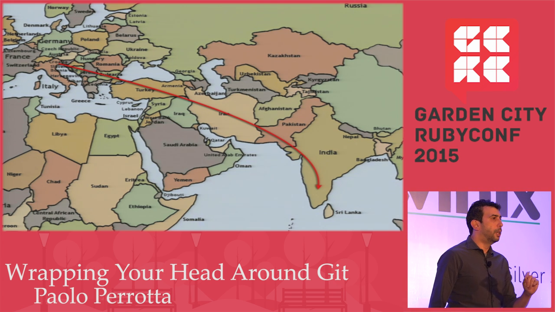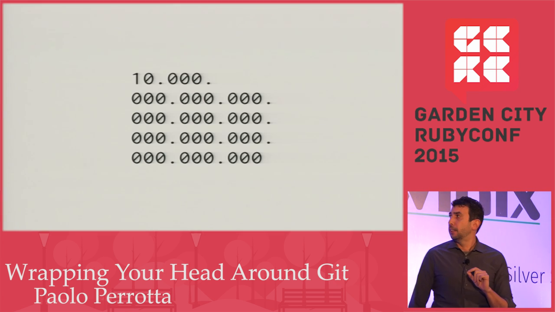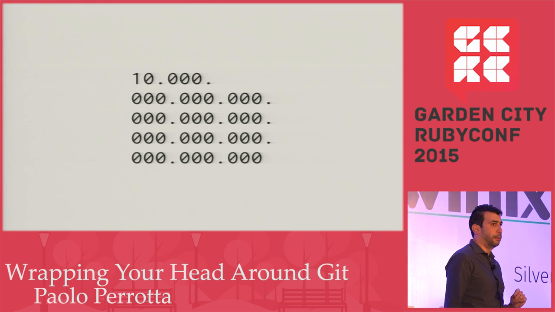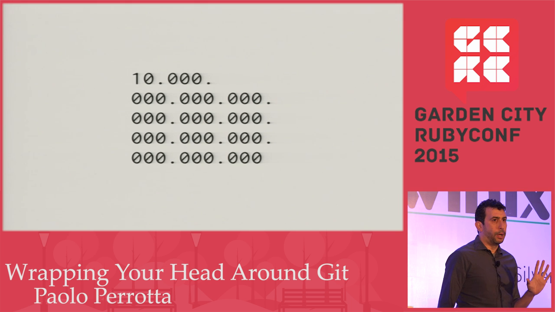Okay, the chances of two random SHAs colliding are not the chances of winning the jackpot once or twice in a row. They are the same chances of winning the jackpot 10,000 billions of billions of billions of billion times in a row. Just saying, it's probably not going to happen.